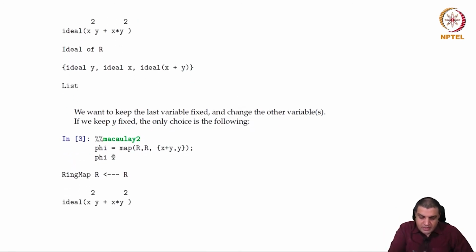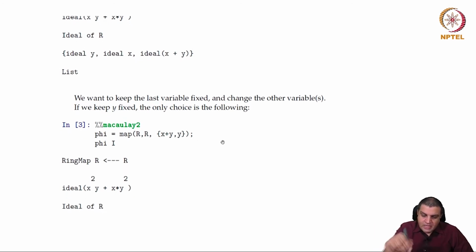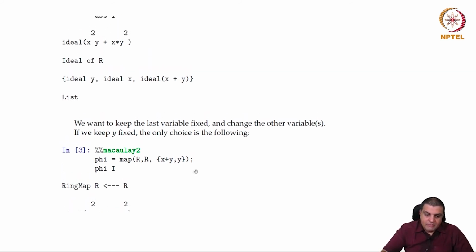So we want to define a change of coordinates. A change of coordinates is a ring homomorphism, a ring automorphism. If you want to keep y fixed, there is only one choice, and x has to go to x plus y. Okay, so this is a map from R to R. X goes to x plus y, and y goes to y, fixed. Okay, and we ask what happens to I.